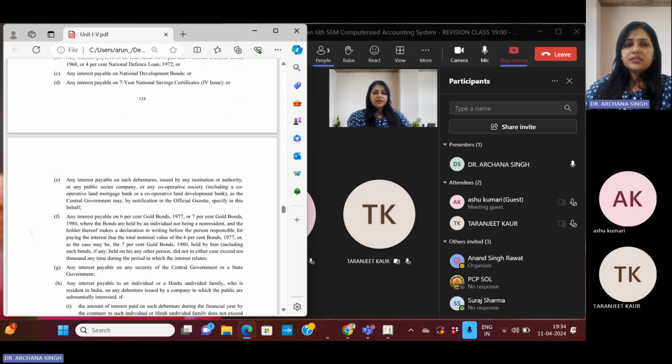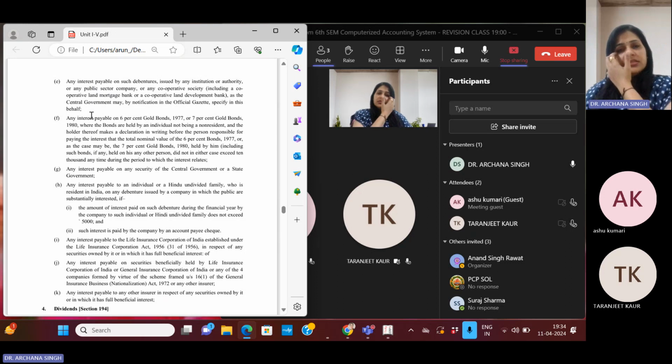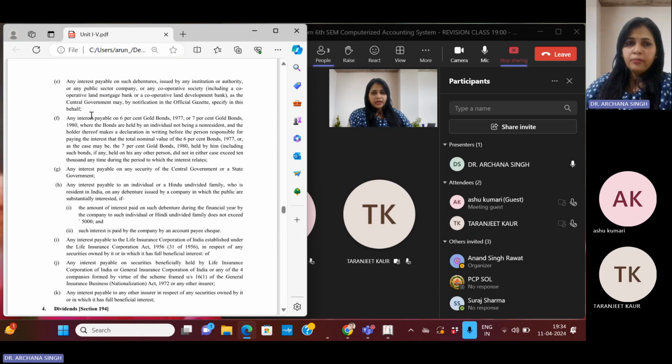Okay. Then next is any interest payable on such debentures issued by an institution or authority or any public sector company or any cooperative society, including a cooperative land mortgage bank or a cooperative land development bank, and it may be as the Central Government specifies by notification in the Official Gazette in this behalf.